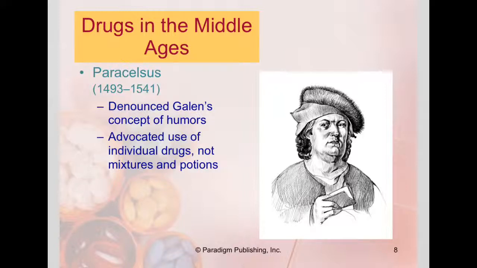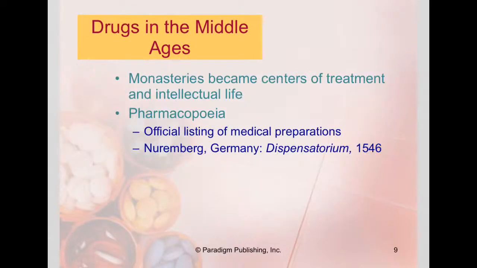Paracelsus, though, used individual drugs instead of mixtures and potions. Instead of mixing different herbs together, he would do one at a time to be able to decide which herb is helping, which one's not. There's no sense in mixing all of these together if there's something that's not even helping their disease. Like I said here, the monasteries became centers of treatment and intellectual life.